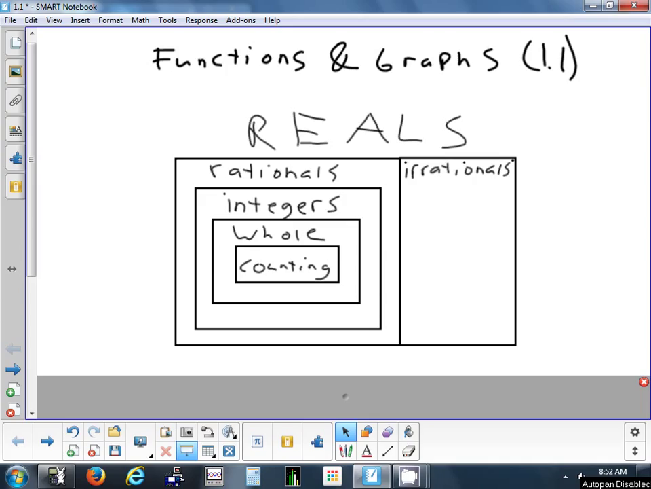Think about when you count. What number don't you use? 0. Yeah, you don't use 0. You don't start counting 0, 1, 2, 3. You'd be 1 off. All right, so counting numbers don't include 0.